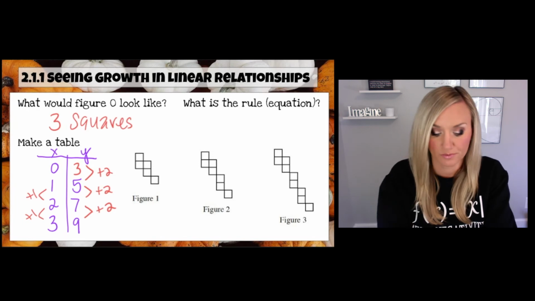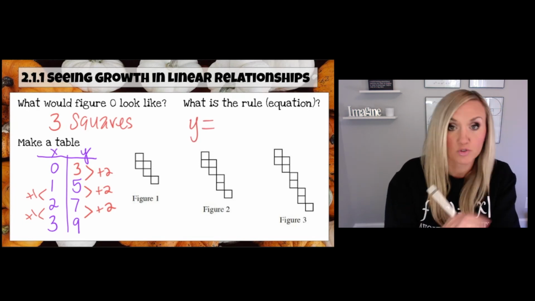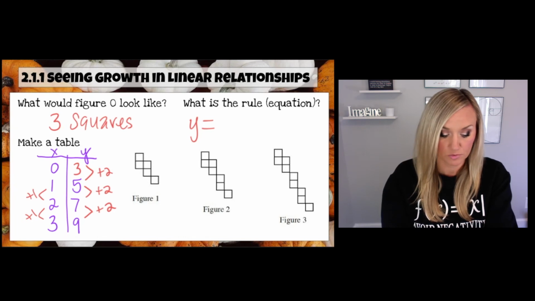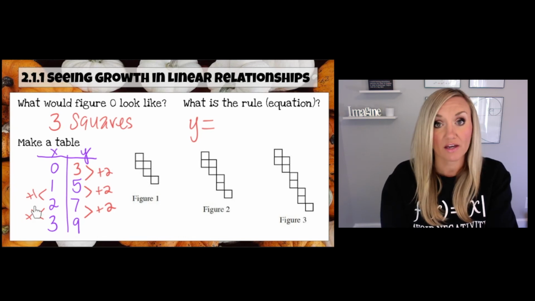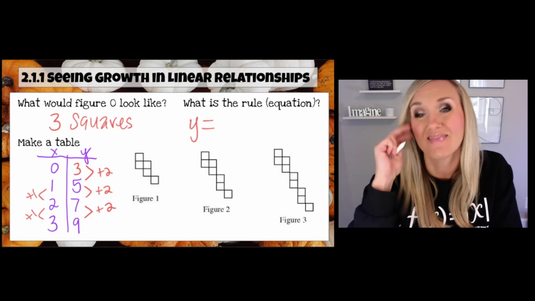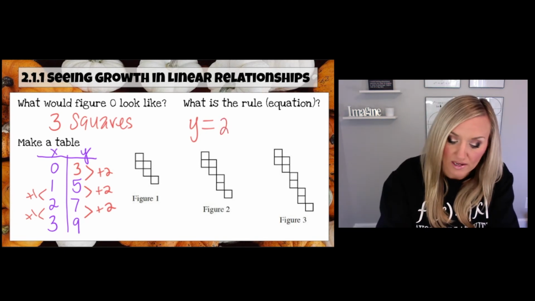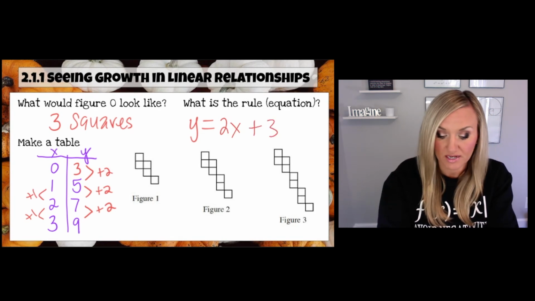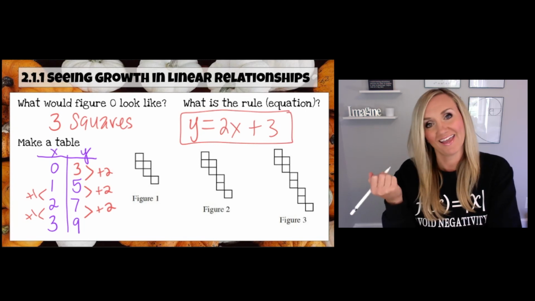Okay, so what is the rule? So we're going to write y equals right away, and our slope is the change in y, 2, over the change of x, 1, so it's 2 over 1, which means our pattern is growing by 2, and our slope is 2. So y equals 2x plus the 0, and the 0 is 3, done. Not too bad, right?